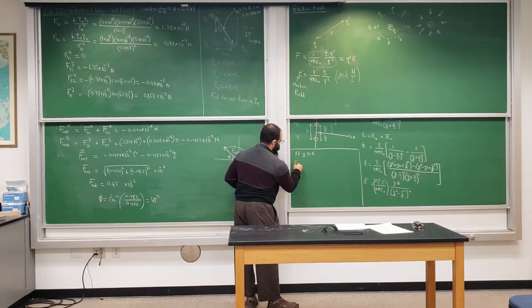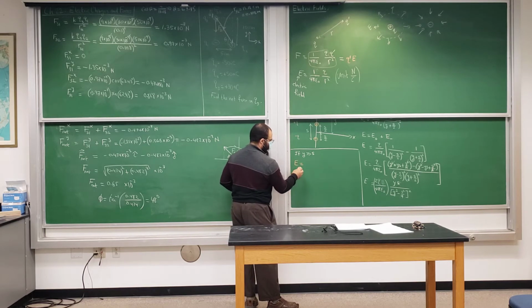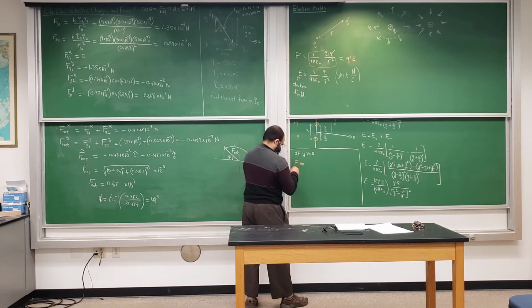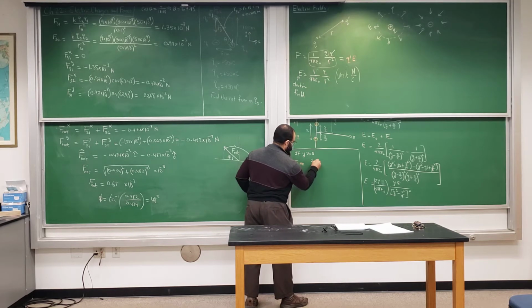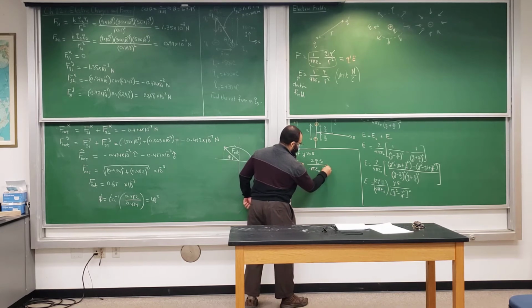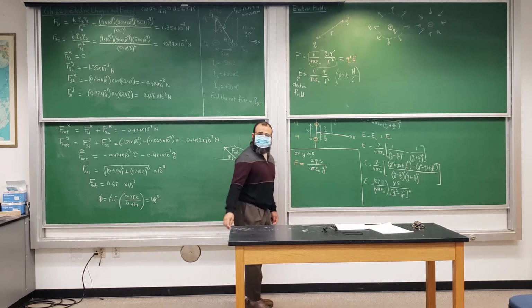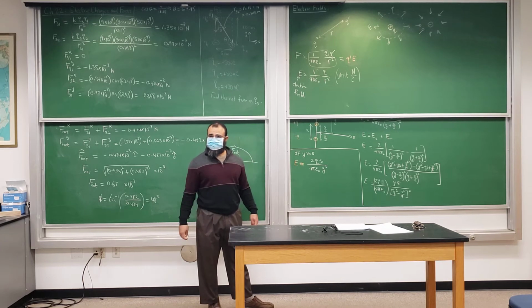So you get the electric field, which on the axis will be approximately, I should write a line like that, 2q s over 4 pi epsilon naught y cubed. Okay, this is on the axis of the dipole.